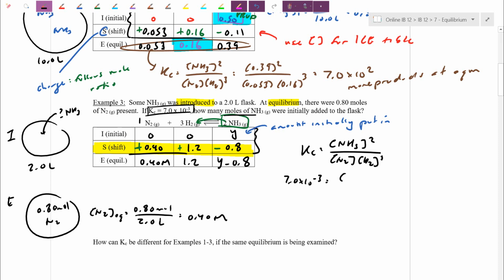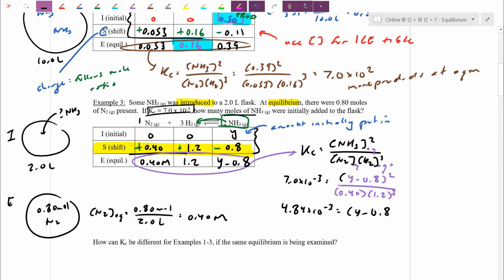My ammonia, I have no clue what it is, but I'm going to put it in as a placeholder. You plug in the equilibrium row because the equilibrium constant needs the equilibrium concentrations. These have to be the values once I've hit that balance. So I'm going to have on top Y minus 0.8 squared divided by the N2, which is 0.40, divided by the H2, which is 1.2. Don't forget about the cube. Let's clean this up a little bit. I'm going to bring the denominator up. So 7e negative 3 times 0.4 times 1.2 cubed. That gives me 4.84 times 10 to the negative 3, give or take.